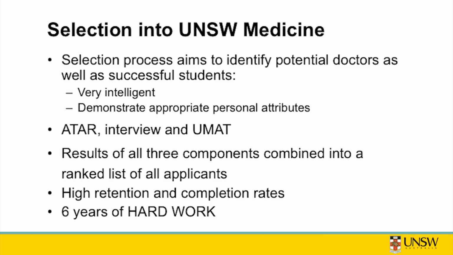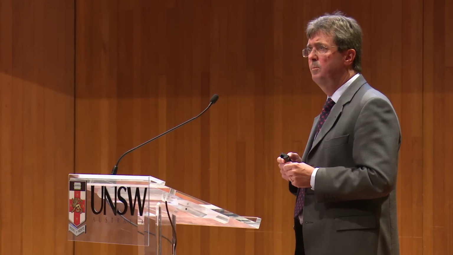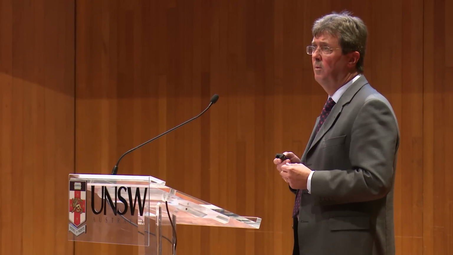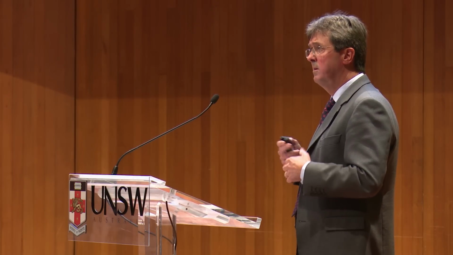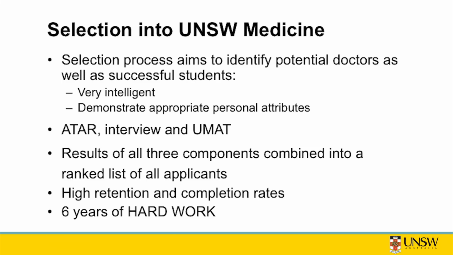David, who's following me, will talk a lot more about the selection process, so I won't go into this in a lot of detail. But we aim to actually select out very intelligent students not only who are going to be good medical students, but students who are going to be good doctors for the future. As a consequence, we look for personal attributes such as empathy, ability to be self-directed, ability to be critically appraising of a subject, and to learn from your mistakes as well. The selection is taken from a combination of the ACER interview and a UMAT, and you'll hear more about that in a second.